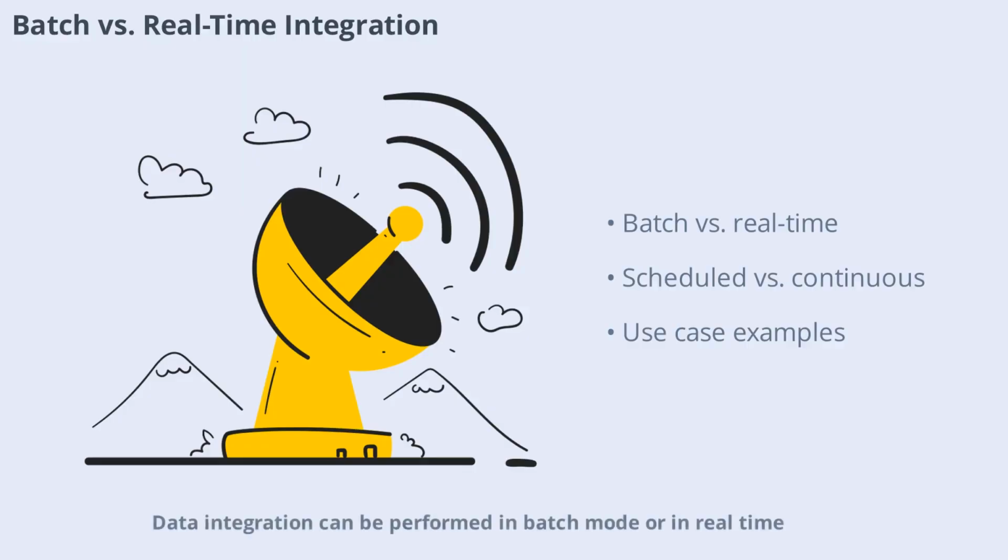Data integration can be performed in batch mode or in real time. Batch integration involves processing large volumes of data at scheduled intervals, such as nightly or weekly. This method is efficient for handling historical data and is commonly used in ETL processes. Real-time integration, on the other hand, updates data continuously as new information becomes available. This is essential for applications that require up-to-the-minute insights, such as fraud detection or customer engagement platforms. Choosing the right approach depends on your business needs and technical capabilities.